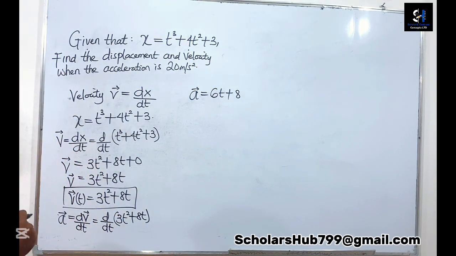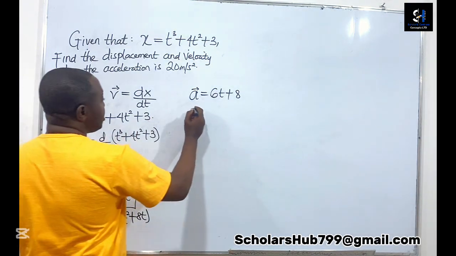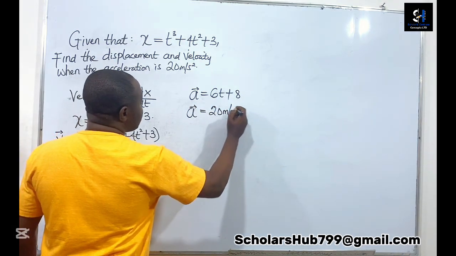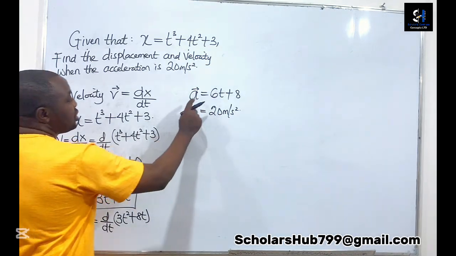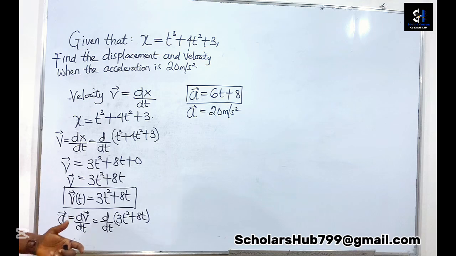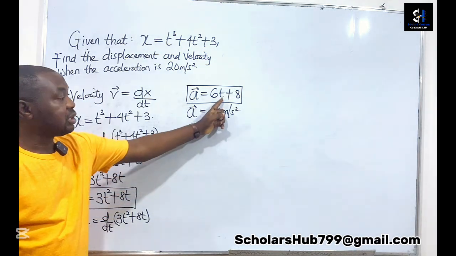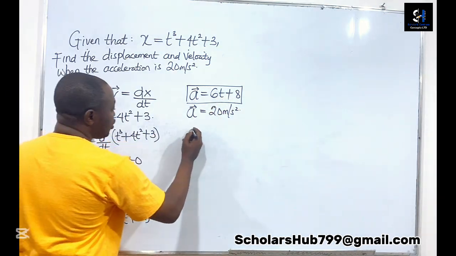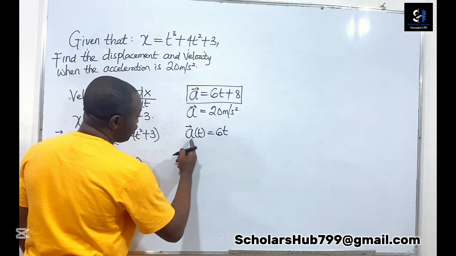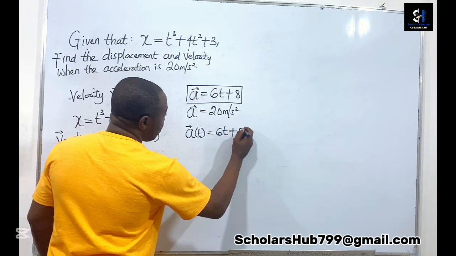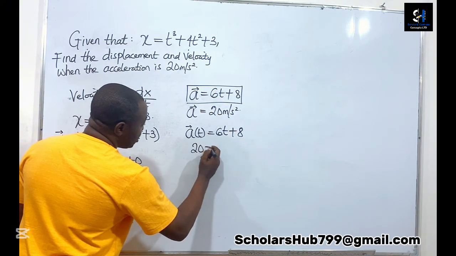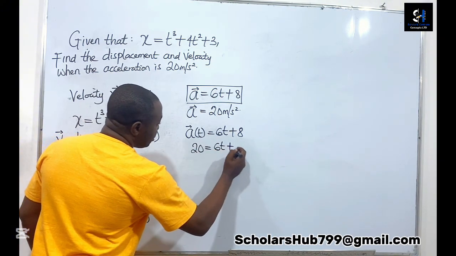Now, when the acceleration is equal to 20 meters per second squared, so I'm going to use this acceleration function to calculate time t. This is the acceleration function. We have the acceleration function to be equal to 6t plus 8. So now the value of a is 20. So this will be equal to 6t plus 8.